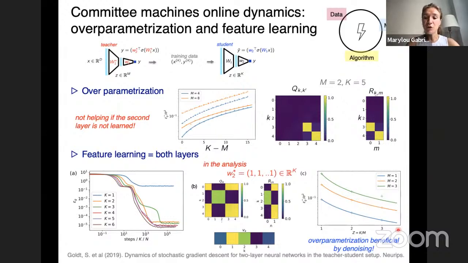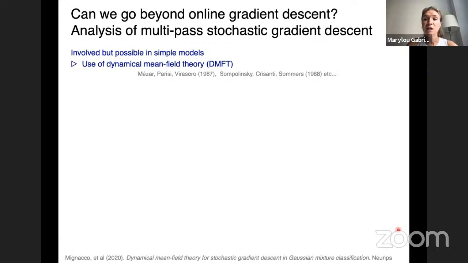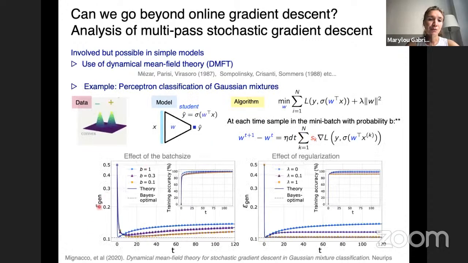Now, there's only a few minutes left. The only thing I still wanted to mention was whether we could go beyond this online gradient descent paradigm and analyze multipass stochastic gradient descent, where we have a fixed data set and we reuse periodically different samples. It's possible, but it's a bit more involved, and this uses dynamical mean field theory. I'm maybe not going to detail this example for the sake of time, but if you are interested, I recommend you read this paper by Francesca Mignacco and collaborators, where they deal with perceptron classification on Gaussian mixtures and are able to look at the effect of batch size or regularization, in an actual mini-batch gradient descent setting.